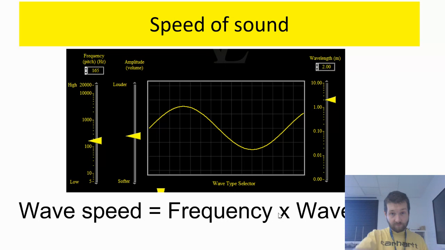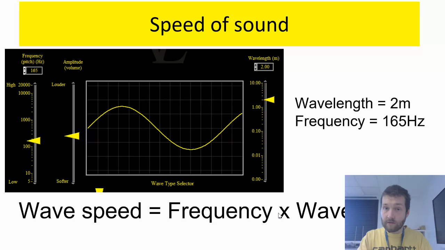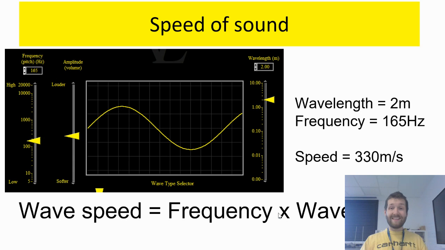All right. So you can have a look at this wave here. It's got a frequency of 165 hertz, which is its pitch, how high pitched it is. And it's also got a wavelength of 2 meters. So we take the frequency of 165 hertz and times it by the 2 meters. That should give us 330 meters per second. That's how quick sound is. Sound is 330 meters per second.